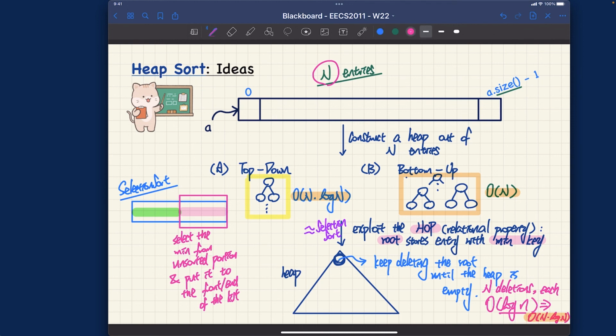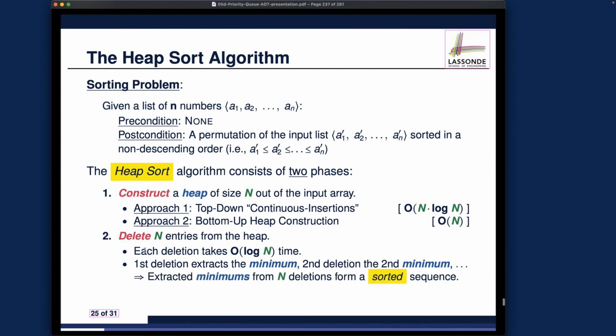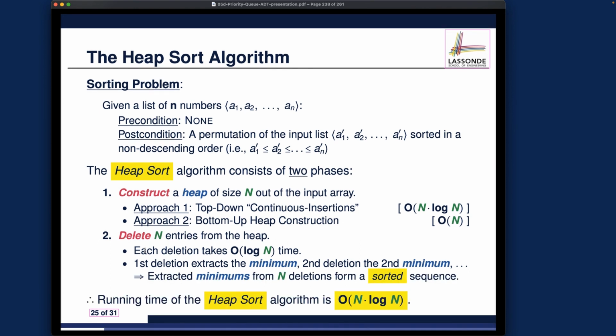So ultimately, the heap sort is going to be big O of n log n. Of course, you have to also make sure you understand very well the derivation process for the running time. All right, and let's now move back to the slides. So first deletion, extract the minimum, etc., and the running time will be n log n.